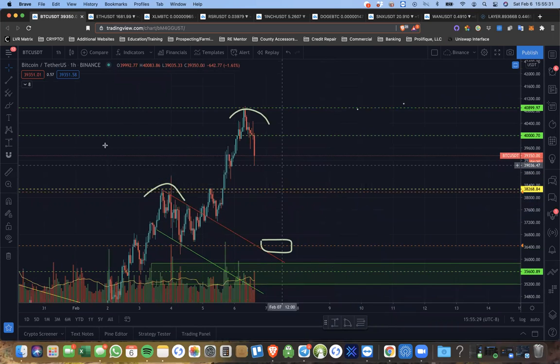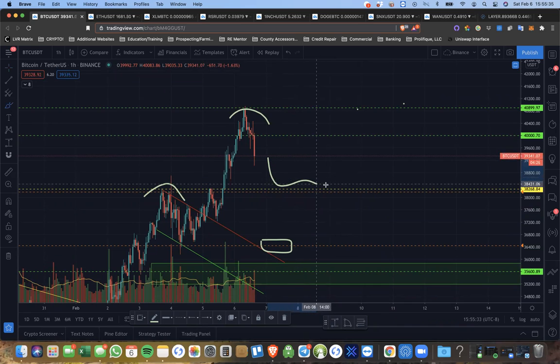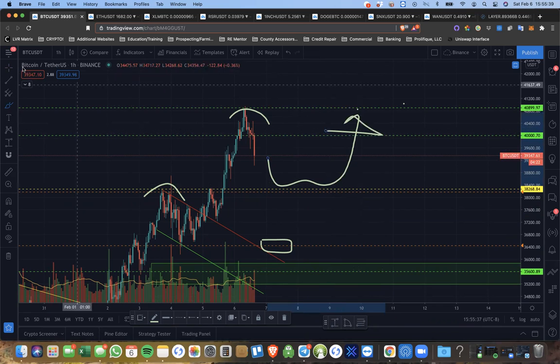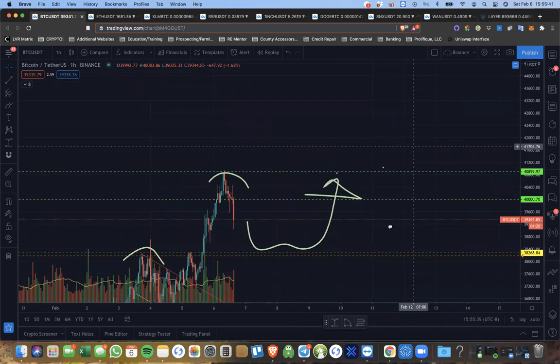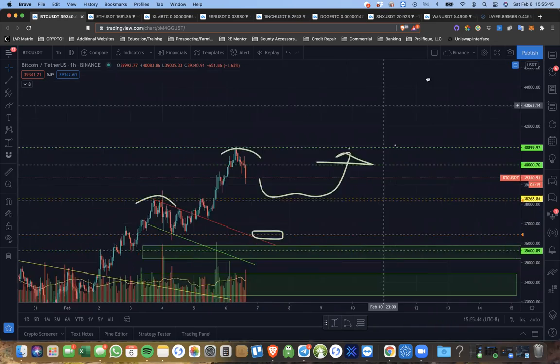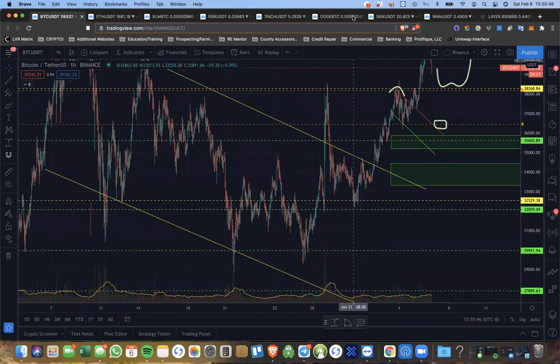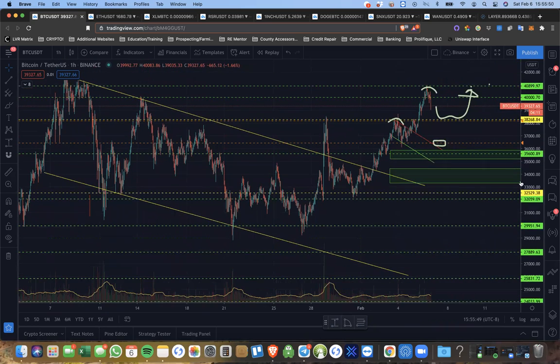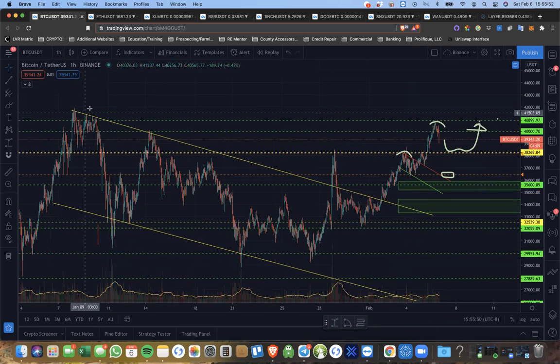Let's say the bullish scenario. This would be my bullish scenario. It has to come down and touch support, come back up. Up. And the reason, let me draw my fib for you. Perfect. Okay.